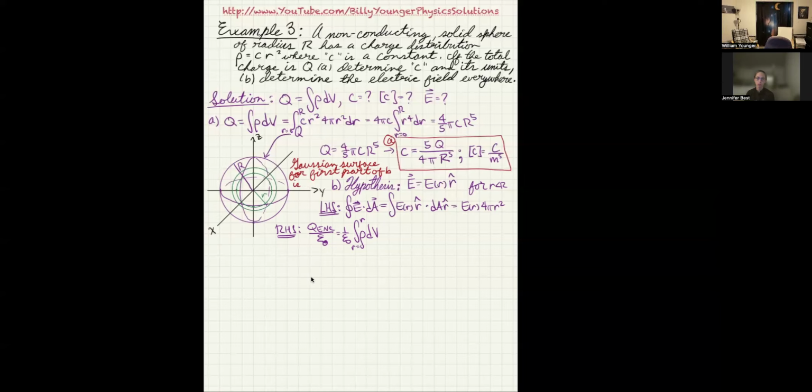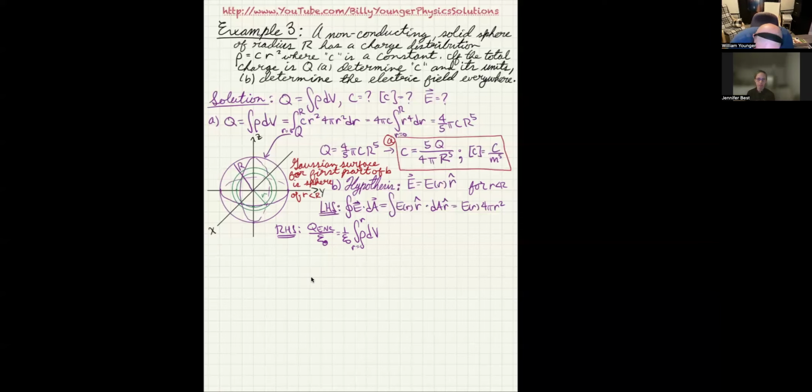Is a sphere of radius r, which is less than big R. So now that's why I'm integrating out to r.